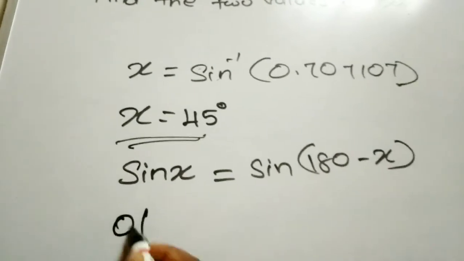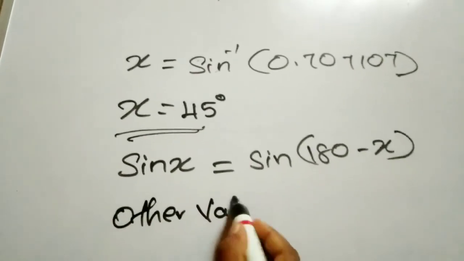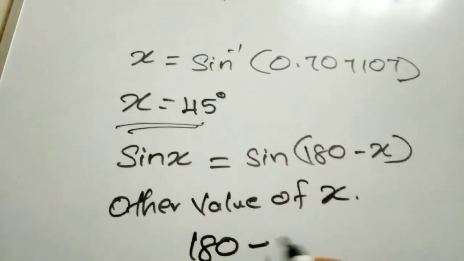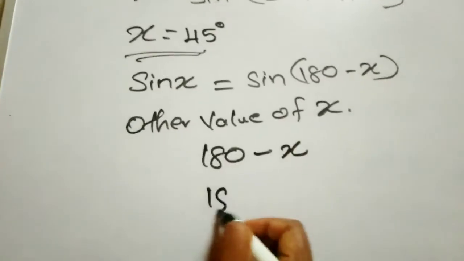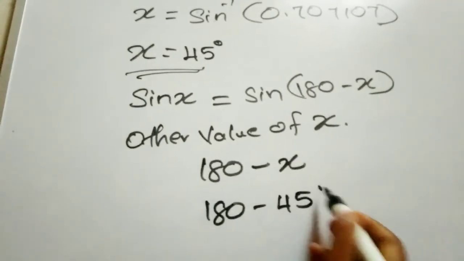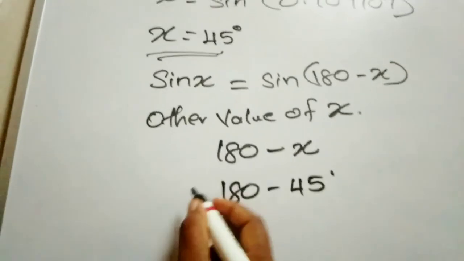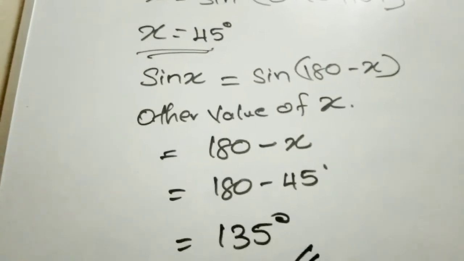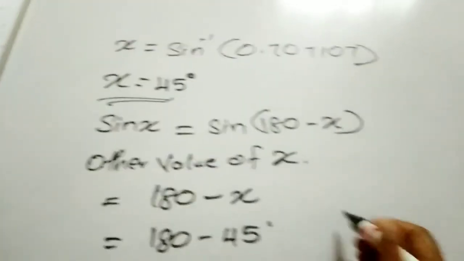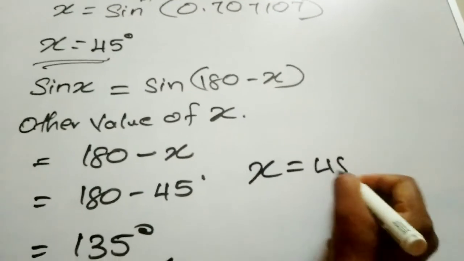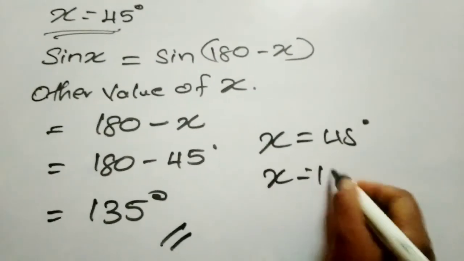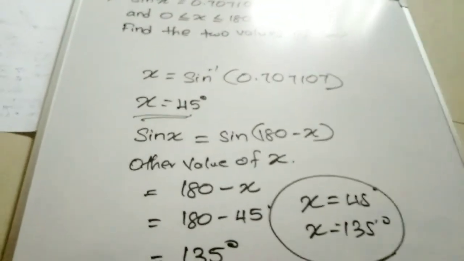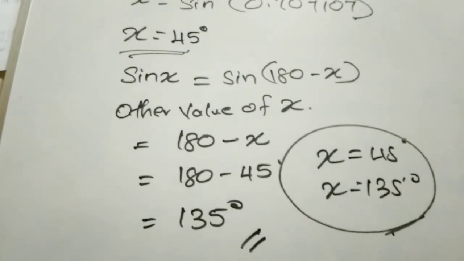Here, according to this question, we found x is 45. The other value of x is equal to 180 minus x. 180 minus 45 is 135. These are the two values of x, 45 and 135. We have to use the theory sin x is equal to sin (180 minus x).